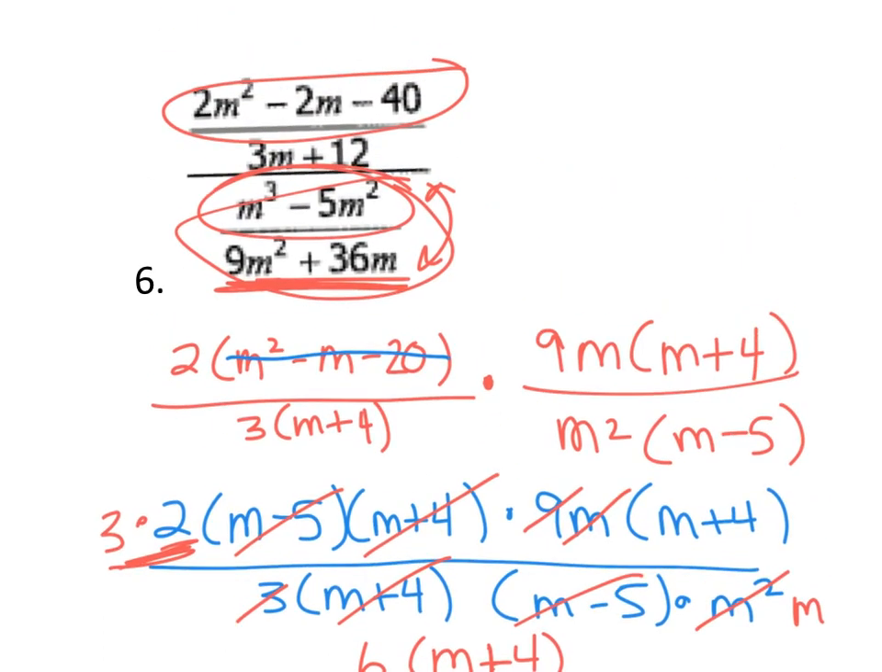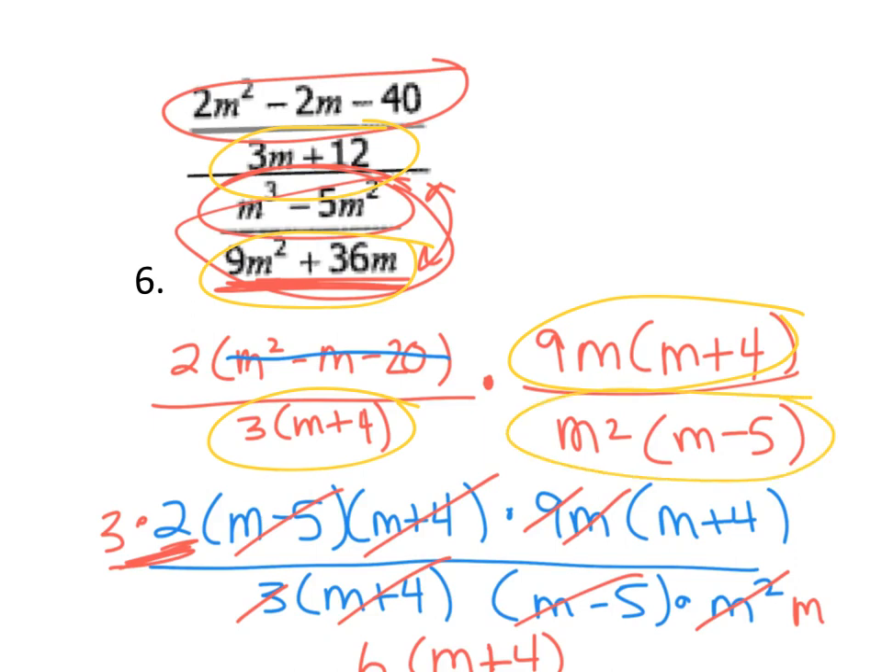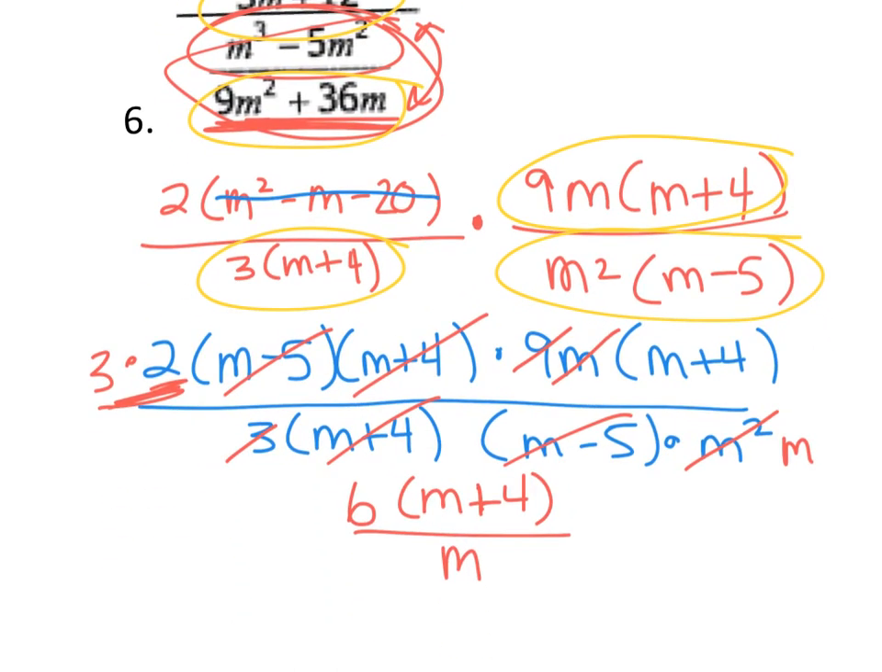Go back up here, so this factored out to here. These two are the same. This was in my denominator, so I have to look at this expression too. This was in my denominator. So let's make sure that we catch them all.